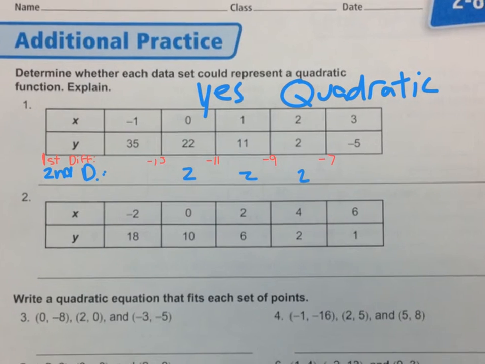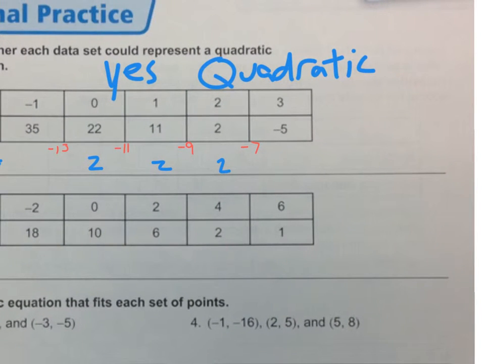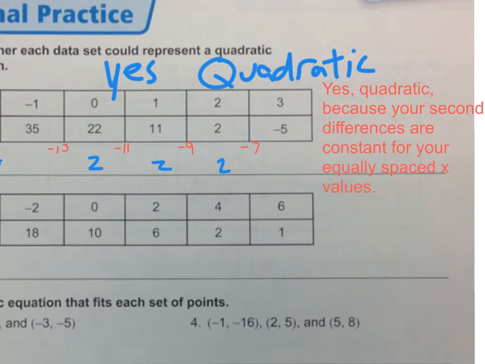I guess to write your final best answer is yes, it's a quadratic because your second differences are constant for your equally spaced x values. So there's your final answer. Yes, it's quadratic because your second differences are constant for your equally spaced x values. Moving on to number 2.